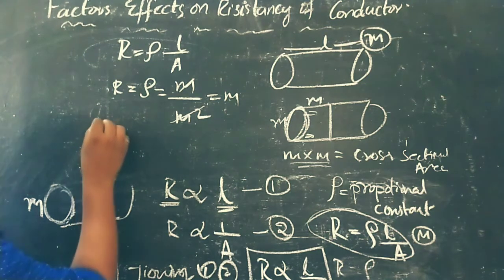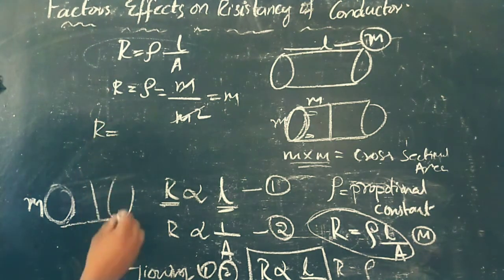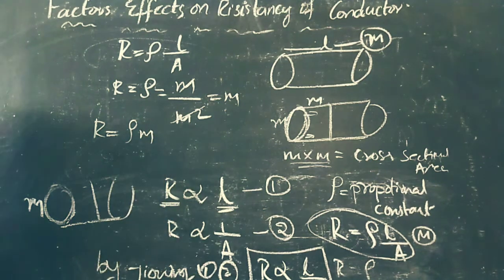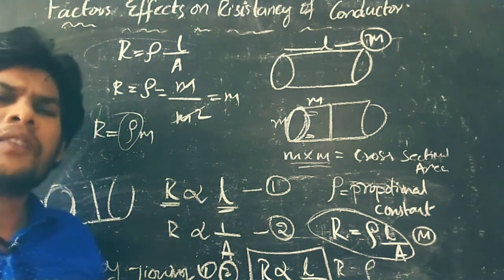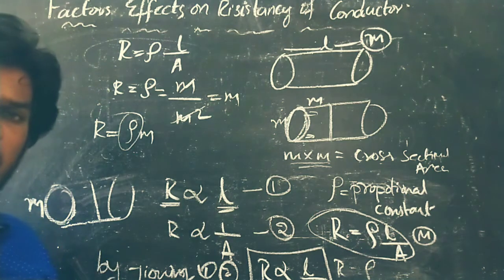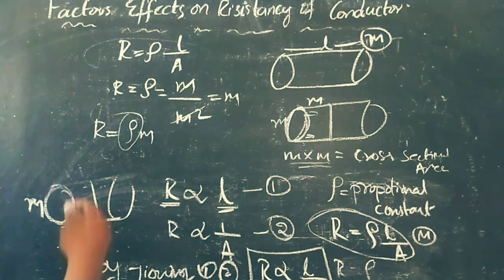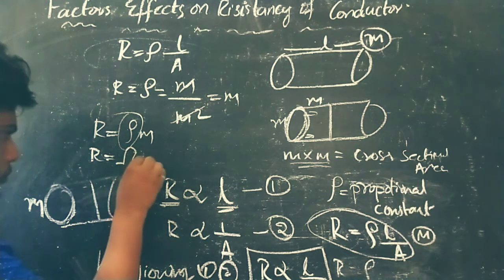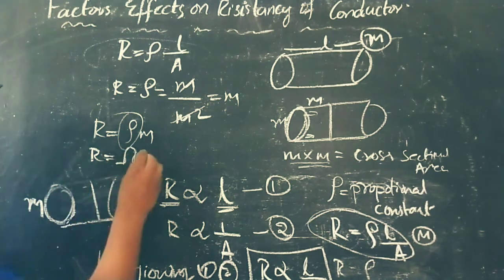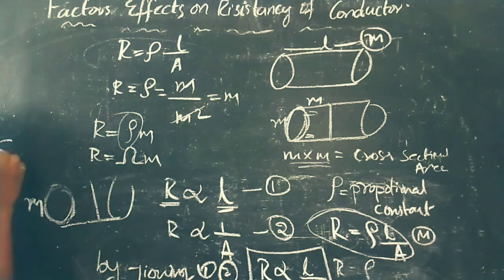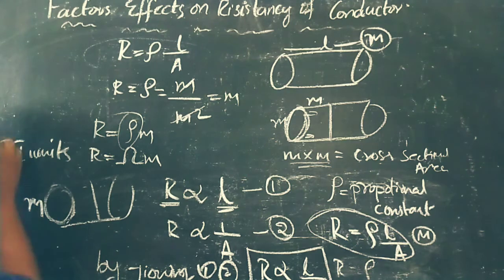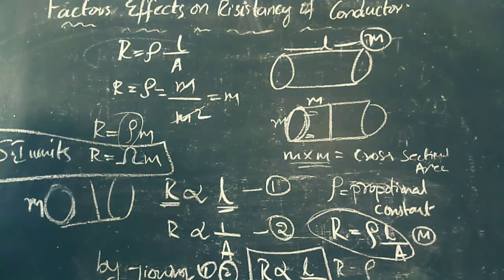So from this, resistance R equals rho and meters. Rho is the proportional constant, and the unit of resistance is ohms. So by removing the constant here, we get ohms times meters. This is the symbol of ohms, and ohm-meter is the SI unit of resistivity rho. These are the SI units.